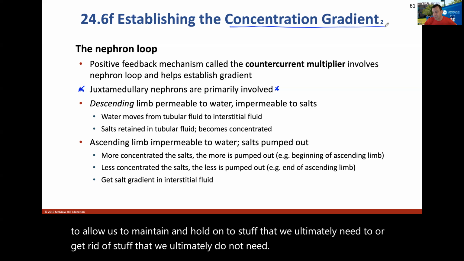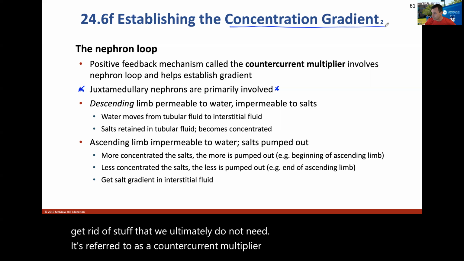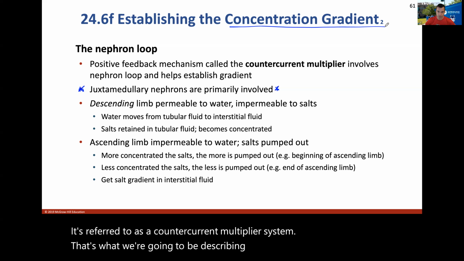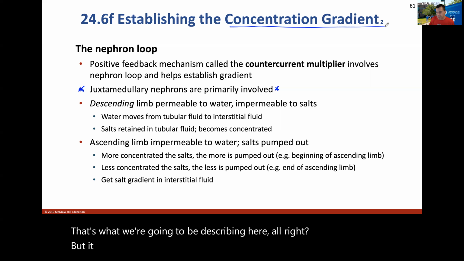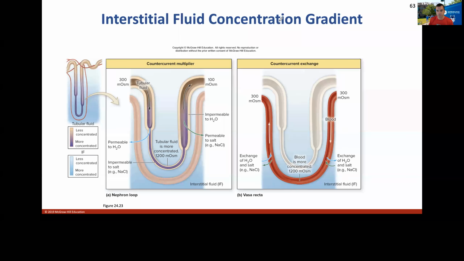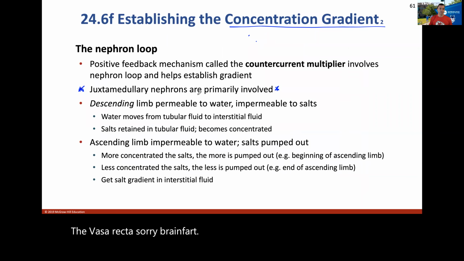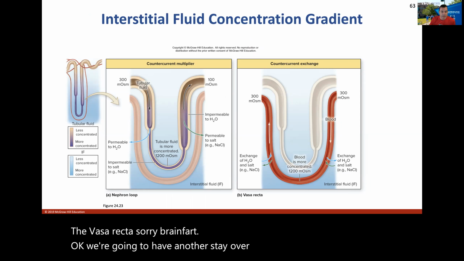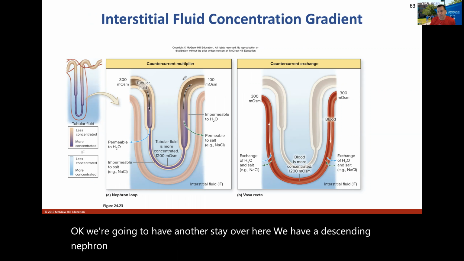It's referred to as a countercurrent multiplier system. That's what we're going to be describing here. All right. But it involves the nephron loop, and it involves the blood vessels that surround the nephron loop. The vasa recta. Sorry, brain fart. Okay. We are going to have, and I'll just stay over here. We have a descending nephron loop and an ascending nephron loop.